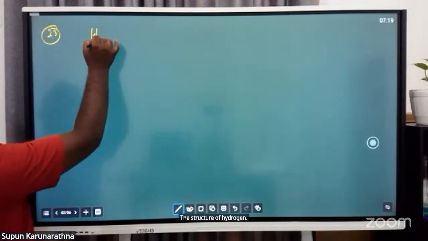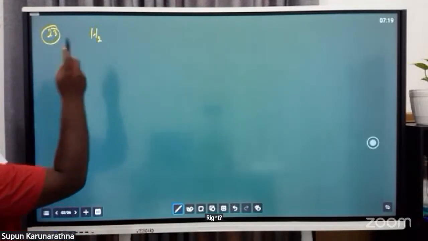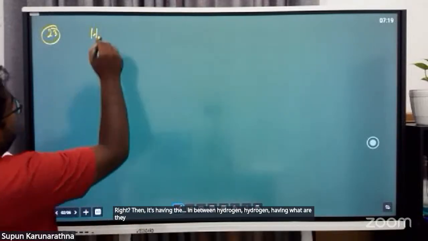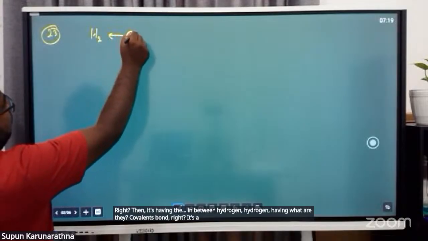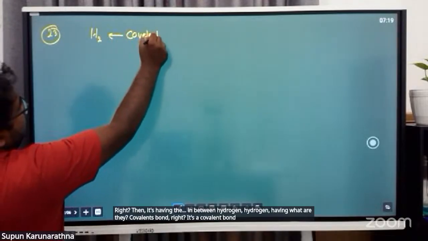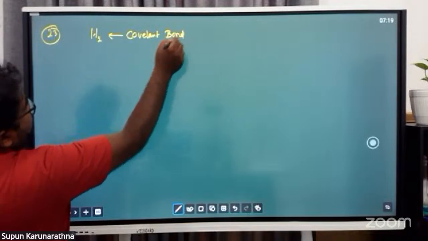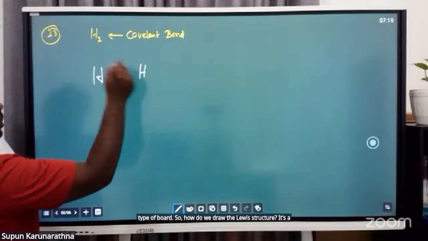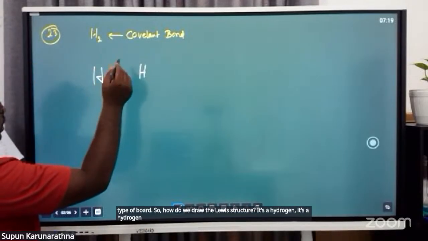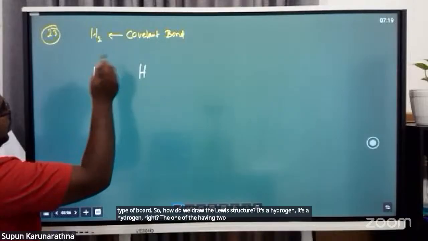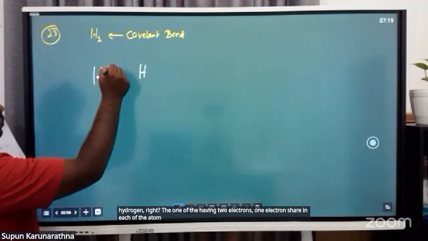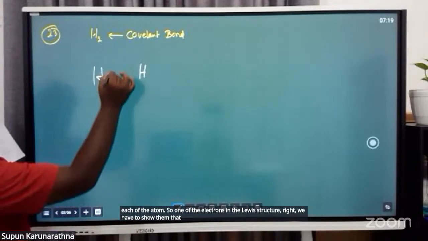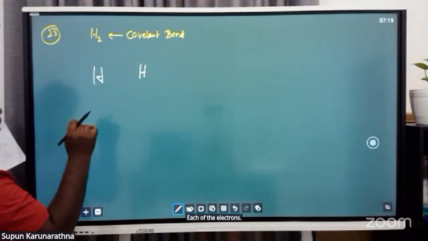H2, no? Right? Then between the hydrogens, what do they have? A covalent bond, right? It's a covalent bond. Type of bond. So how do we draw the Lewis structure? It's hydrogen, right? Each atom has one electron, and the two atoms share them. So in the Lewis structure, we have to show each of the electrons, right?